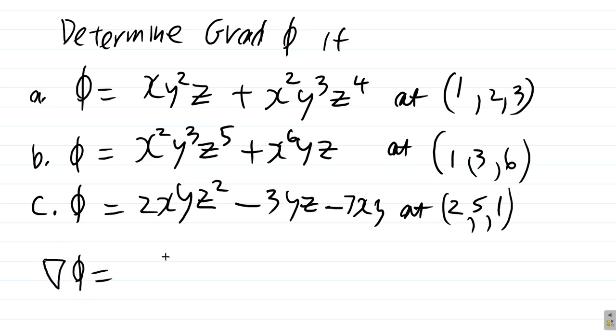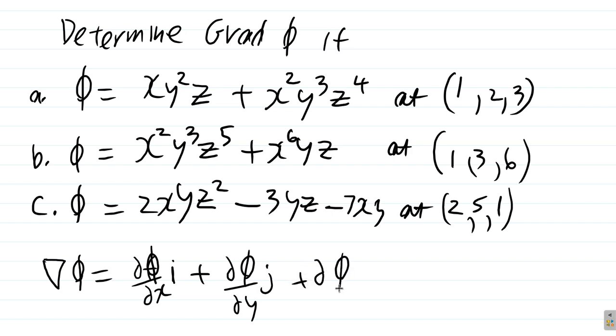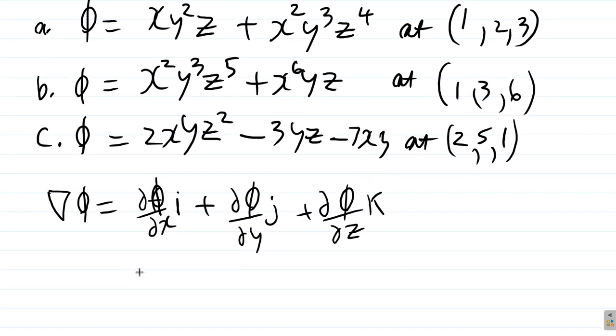Grad phi is equal to, now the formula, it will be the partial derivative of phi with respect to x in the i direction plus the partial derivative of phi with respect to y in the j direction plus the partial derivative of phi with respect to z in the k direction. All right, now remember, this is part A we're doing.